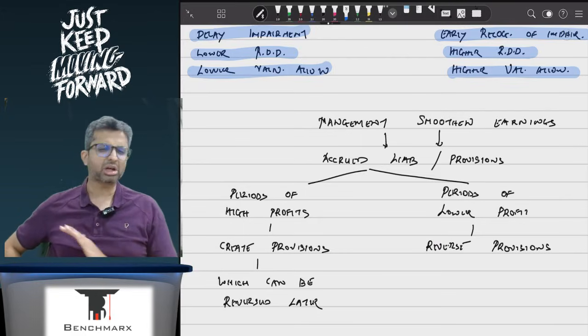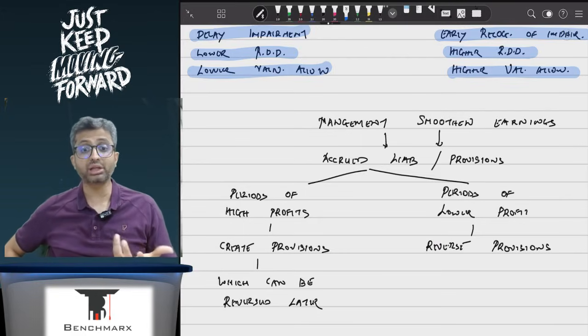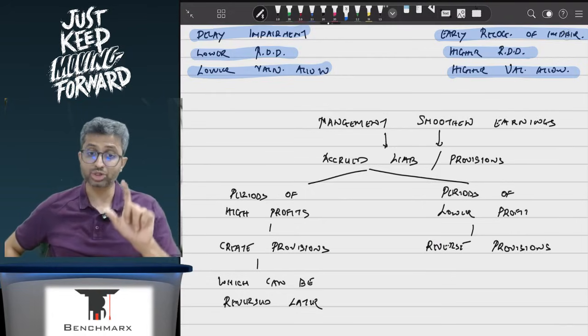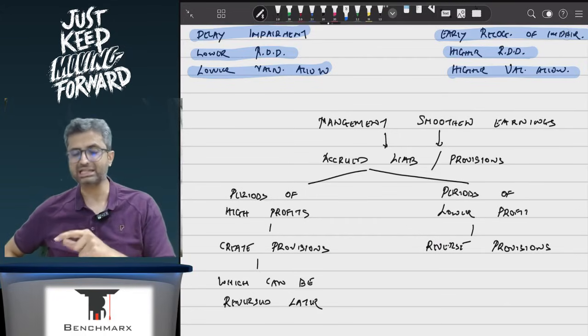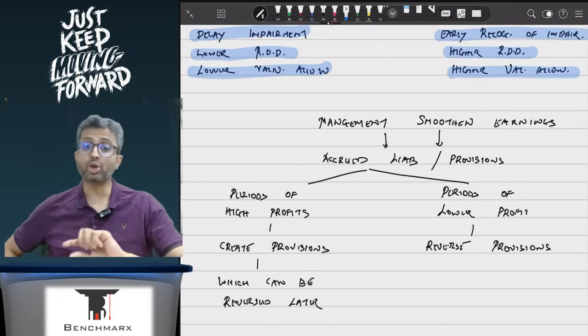Currently, let's say in my current year, I've made a lot of profit. So what I'll do is, by the end of the year, I'll create a provision. Expense account debit to provision, so my profit falls. Now that is just a provision on paper. So in the next year, when my profits are relatively lower, I will reverse the provision.